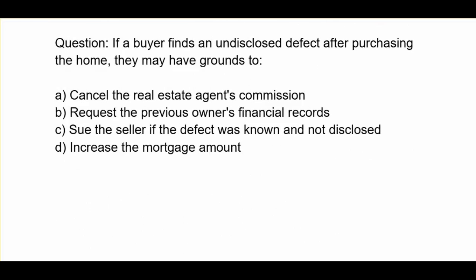If a buyer finds an undisclosed defect after purchasing the home, they may have grounds to A, cancel the real estate agent's commission, B, request the previous owner's financial records, C, sue the seller if the defect was known and not disclosed, D, increase the mortgage amount.